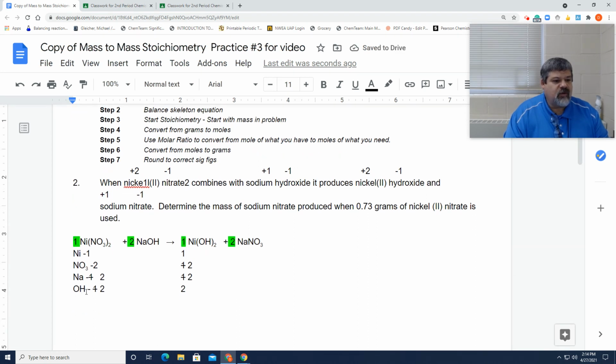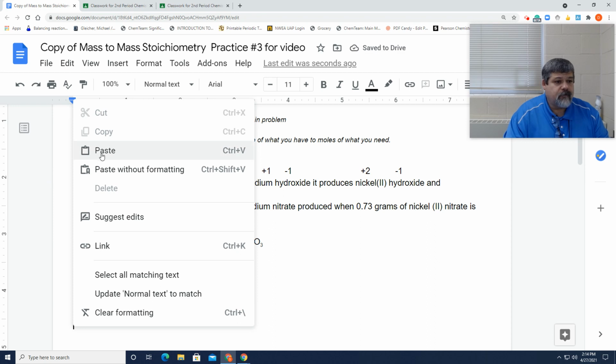So now we're going to go ahead and start our stoichiometry. But before we can start our stoichiometry, we have to have some molar masses. Now again, we need the molar mass of nickel nitrate, of what we have, and we need the molar mass of what we are looking for. So we're looking for sodium nitrate. We're going to start with this one right here, nickel 2 nitrate. So I'm just going to pull this one to the side, copy it, drop it down here, and talk about my molar mass.